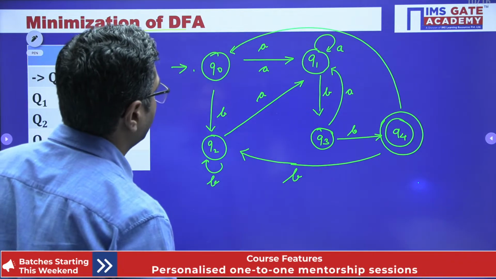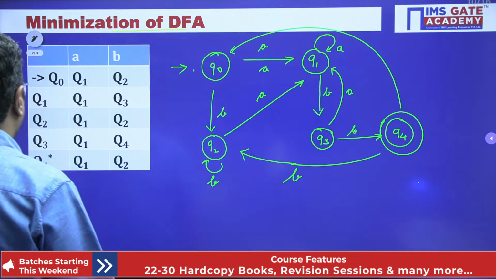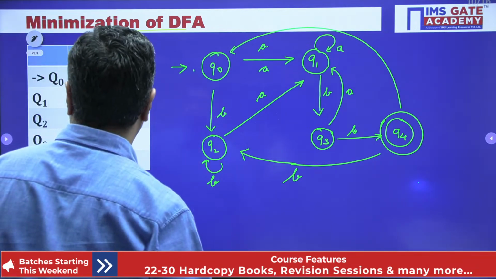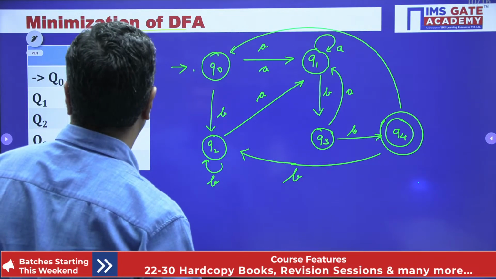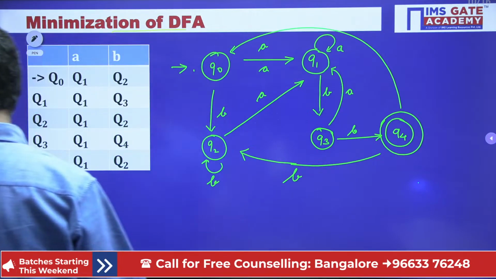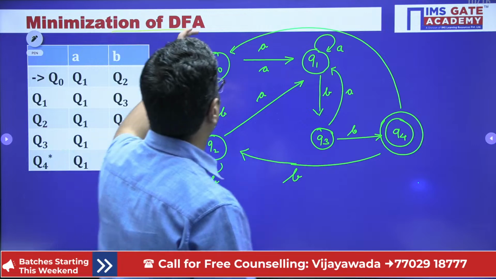Q3 on A goes to Q1 and B to Q4, very good. And Q4 on A is going to Q1 and on B it goes to Q2.